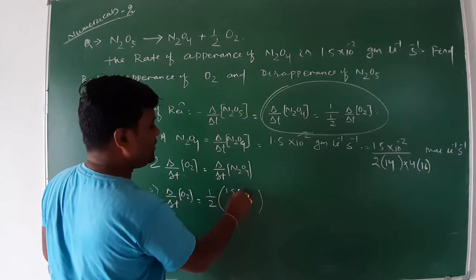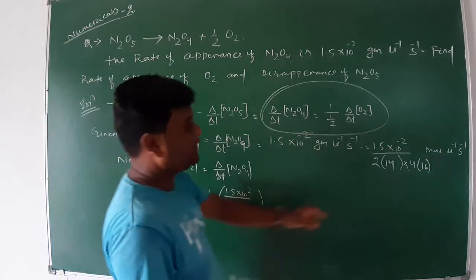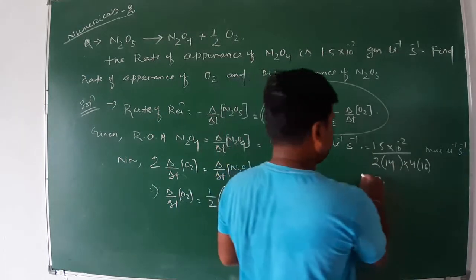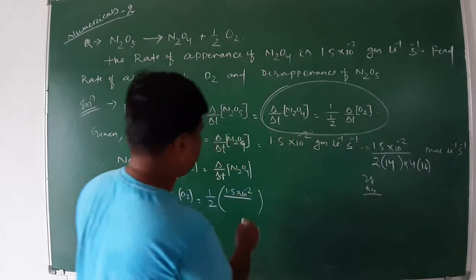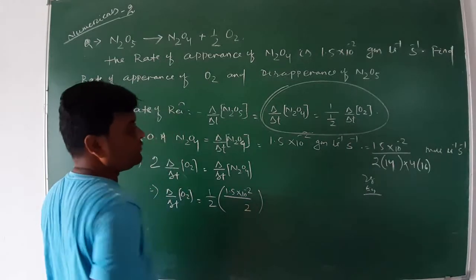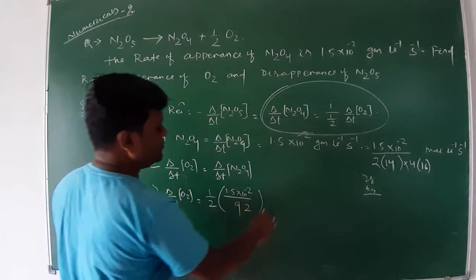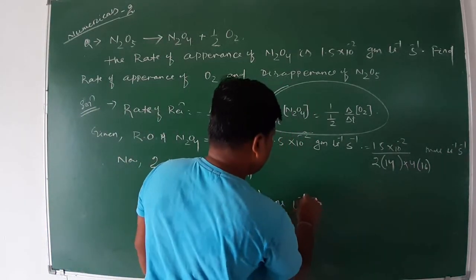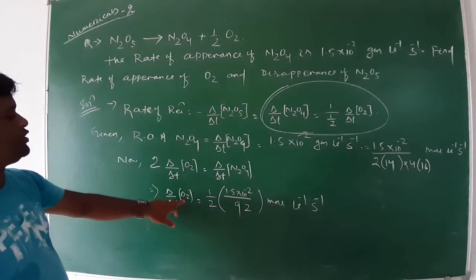It is 1.5 into 10 to the power minus 2 divided by, now adding this, 28 plus 64, it will be 94, mole per liter per second. This is the rate of appearance of O2.